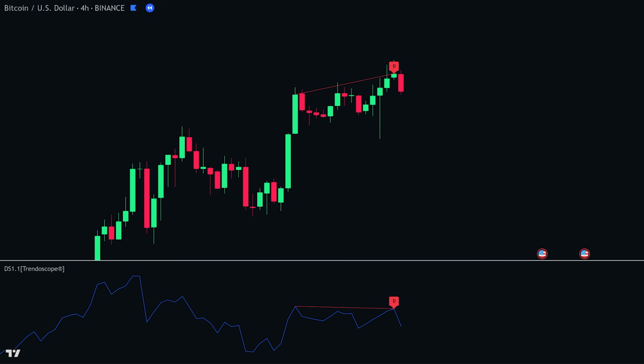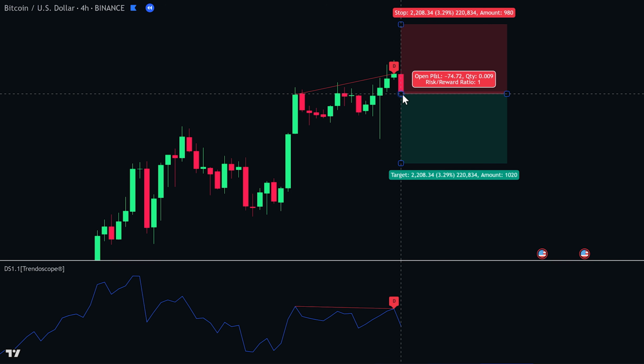In this chart, we can see that price is pushing to a new high, but the indicator is making a lower high. That's a classic bearish divergence, and the indicator has already marked it for us with a red line and label. This tells us that momentum is weakening, even though price is still rising, a sign that a reversal may be coming. As soon as the next bearish candle forms, that's our confirmation to enter a sell trade.